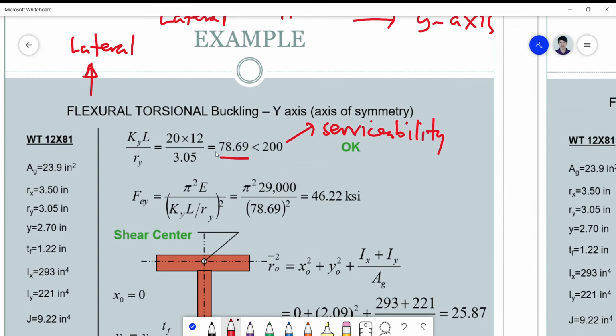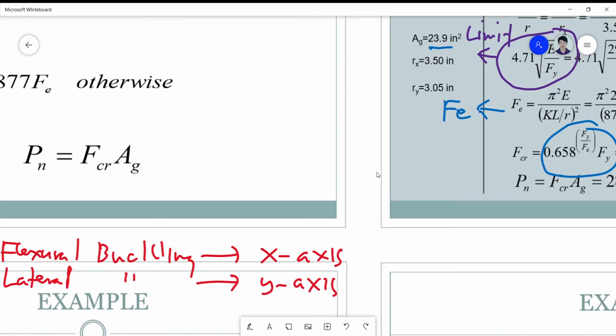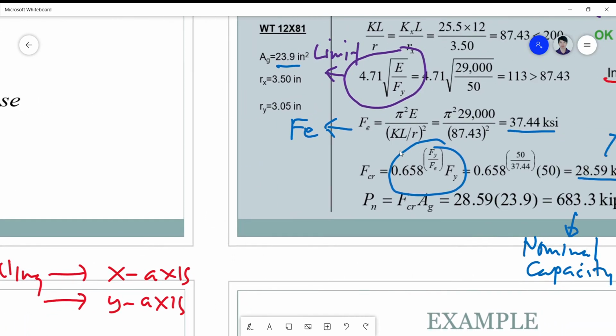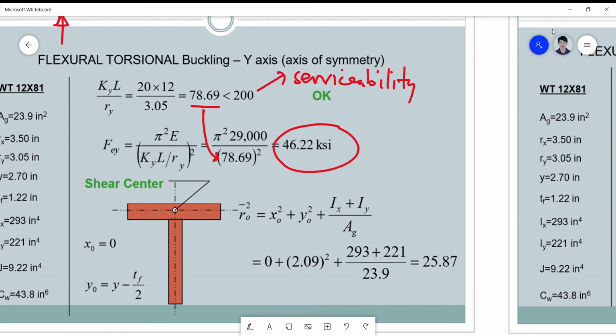So, after you get 78.69, which is the actual KL/r about Y, you now compute, earlier you took FEX, now FEY. Yan. You just substitute. Plug in 78.69 there, and you get it. Okay, in comparison, you will notice, class, your strength in FEY compared to earlier FE, so if we compare with FEX, this is FEX, di ba? So 37.44, this is 46.22, the lateral is stronger than the flexural from earlier. Okay? That's why the x-axis is critical. But because we are taking lateral here, we also computed it about the y-axis.